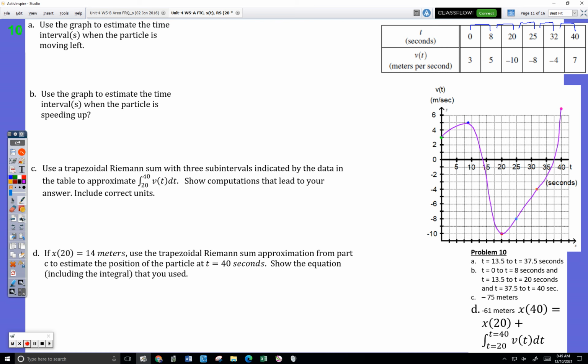So, hands up again. What's the answer to A? Let's go, Hayden. 14 to 37.5. Nicely done. And it's just an estimate, so my answer in the back said 13.5, but 14 is just as good, because you're just estimating. So the particle's moving left from time equal 13.5 to 37.5 seconds.